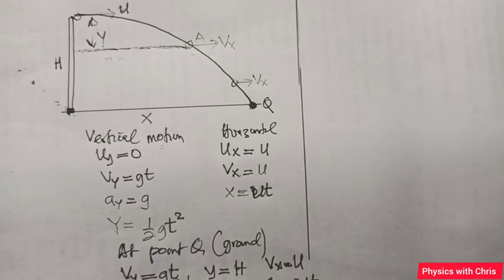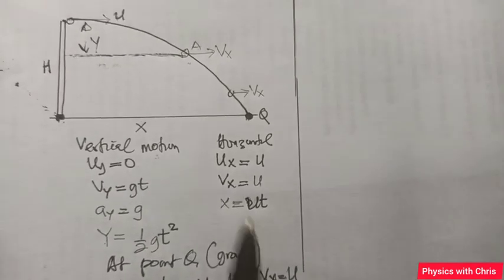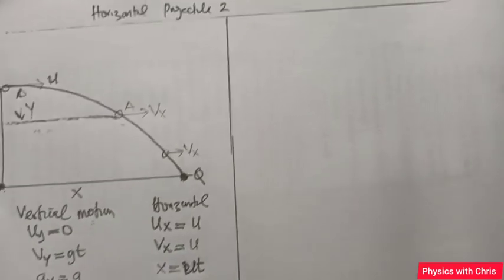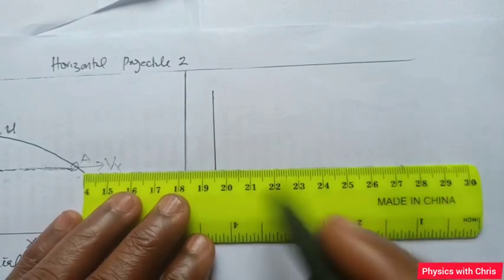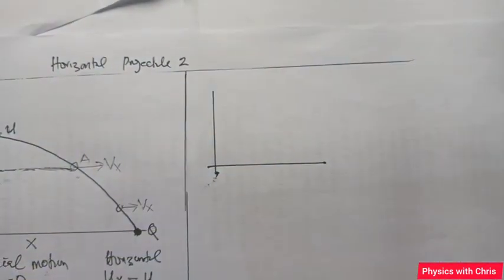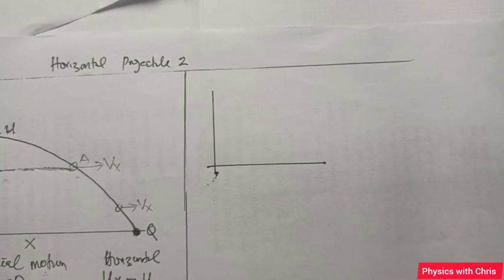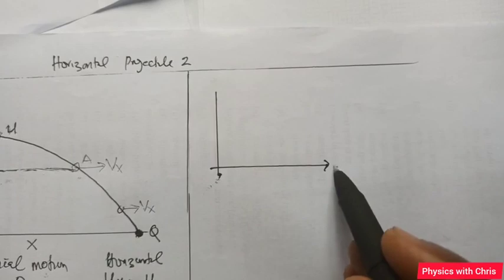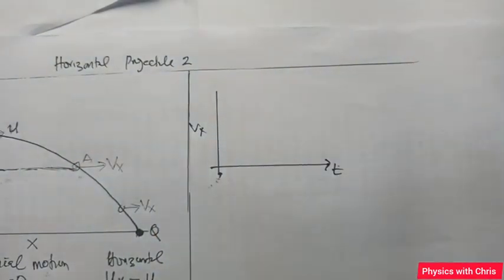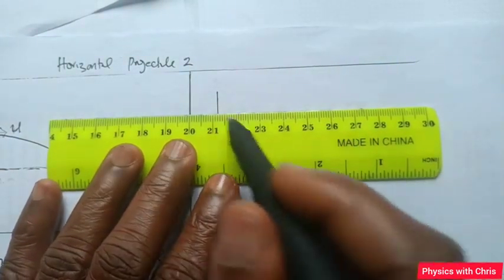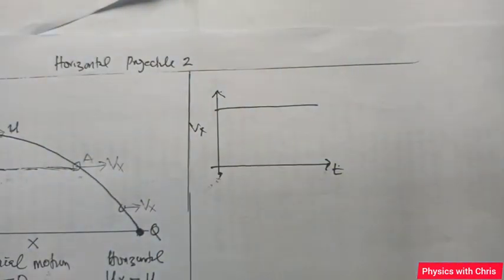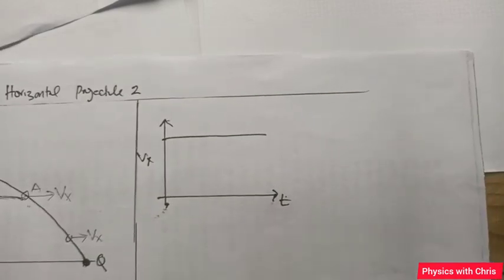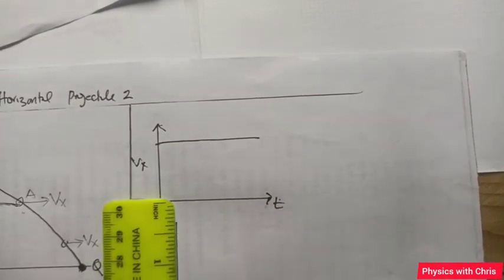Now I want to sketch some graphs. Let's say at point q, how does Vx vary with time? I showed you that of Vy in the last video, so you can take a look at that video to know how it varies. So this is Vx with time. We say Vx does not change, so it's a constant parameter. It remains constant throughout, so it's just a straight line. It's independent of time.